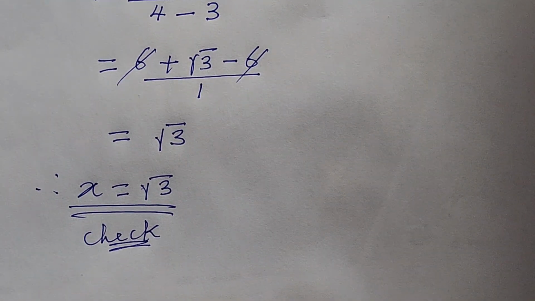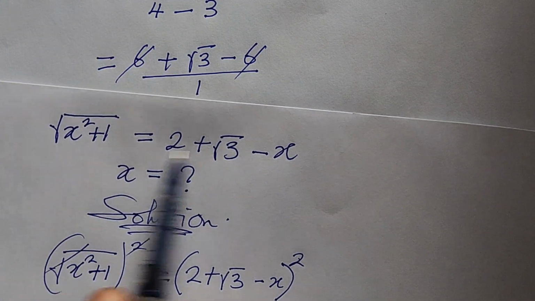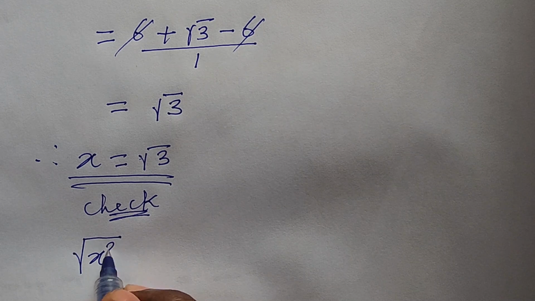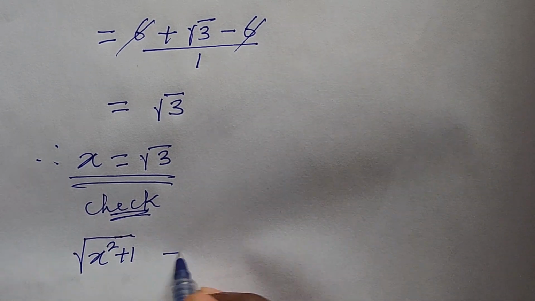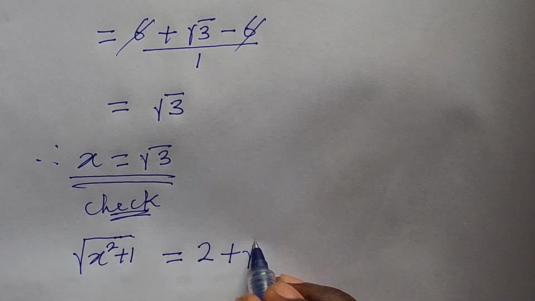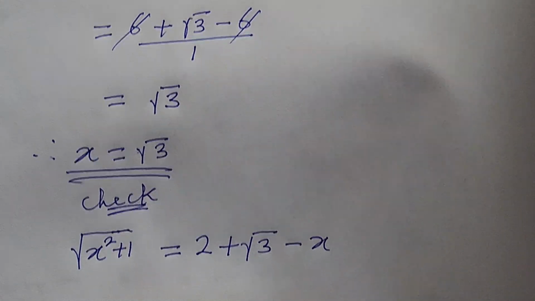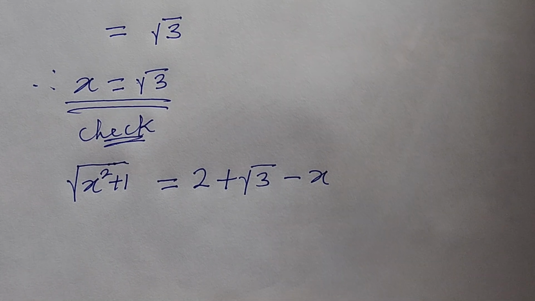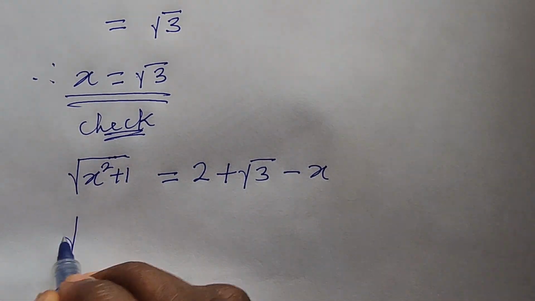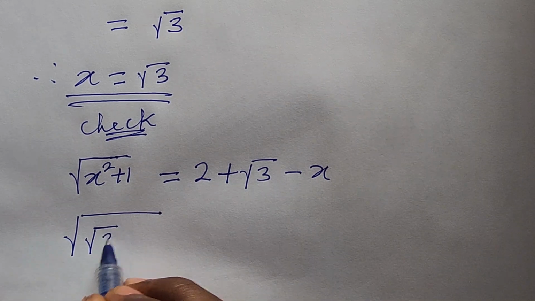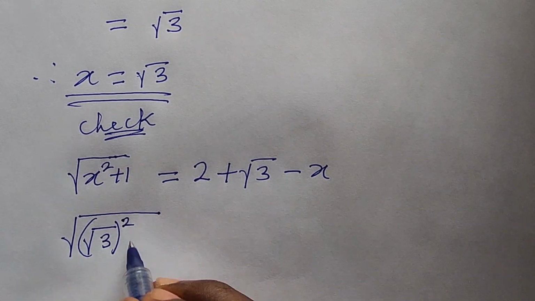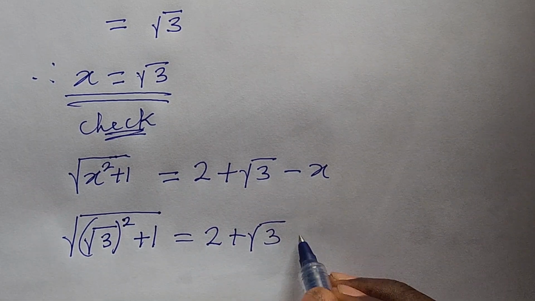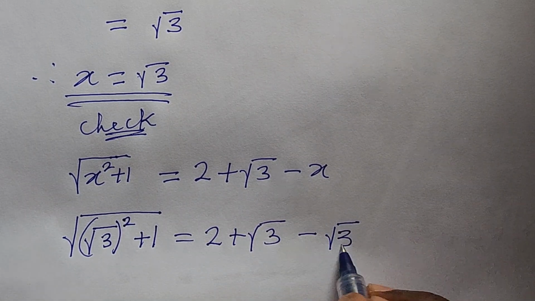So let's take a check. What is our original equation? Look at our original equation here. We have square root of x to the power of 2 plus 1, equal to 2 plus square root of 3 minus x. So wherever we see x, let's put in our square root of 3. If we do that, it's going to give us the square root of 3 all to the power of 2 plus 1 equal to 2 plus the square root of 3 minus the square root of 3.